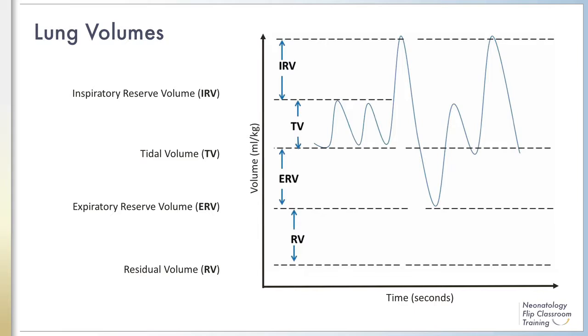Returning to our breathing graph, you can see the various lung volumes outlined during inhalation and exhalation. Please take a moment and pause this recording to solidify these lung volume definitions.